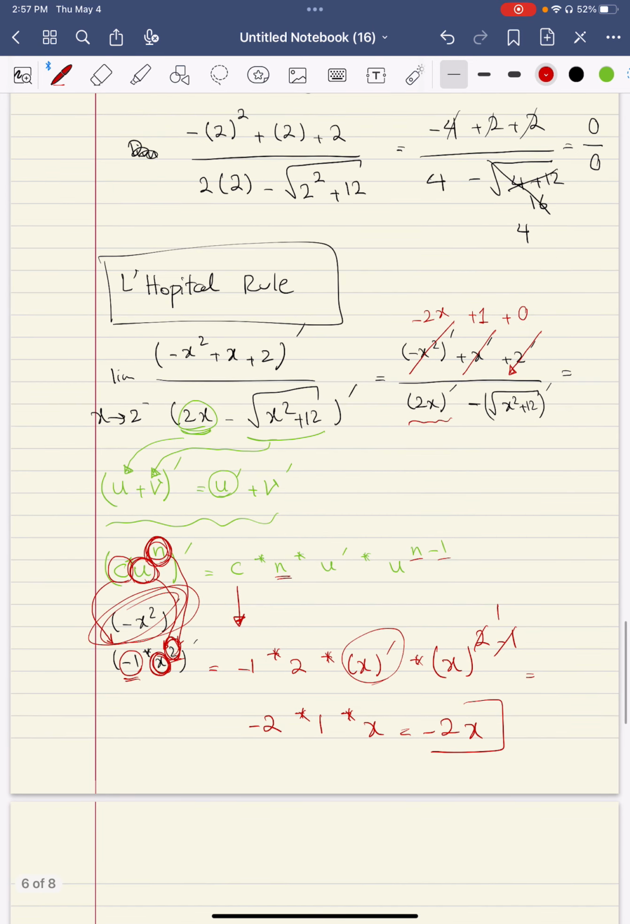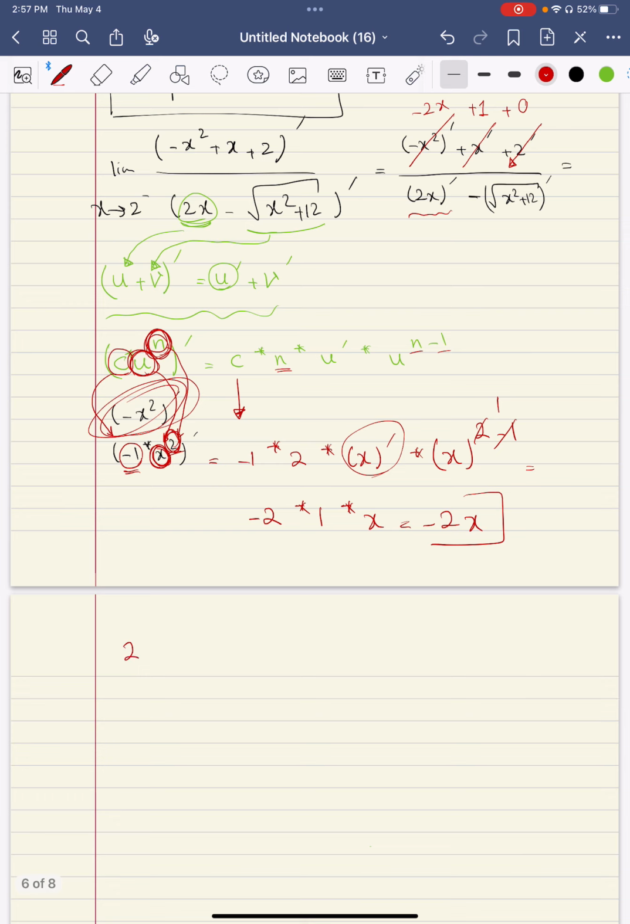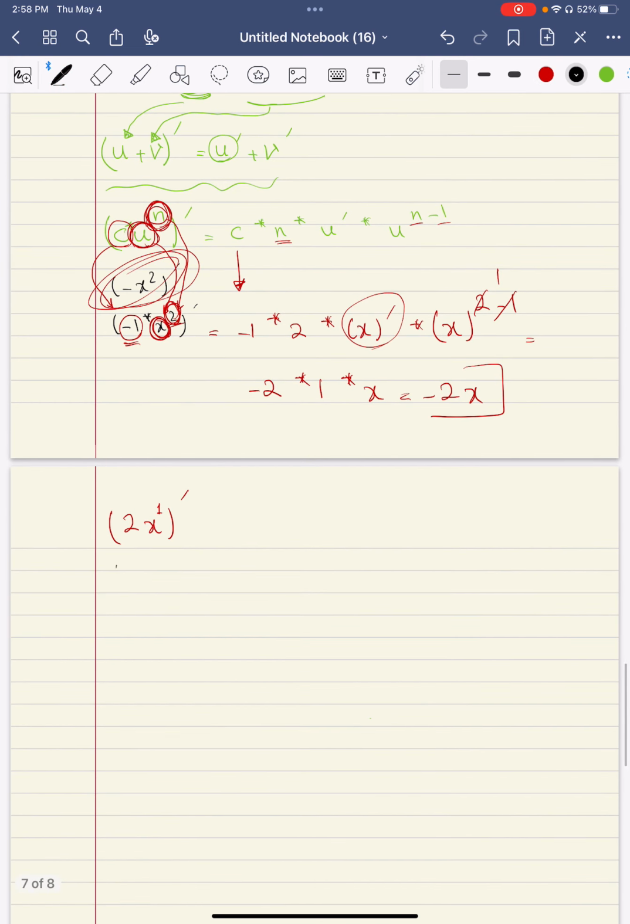Then we get to here. Derivative of 2x. We can write down a power of 1 for the x. It doesn't make any problem. The formula that we had is this, right? So your c is 2, your x is u, and your n is 1.